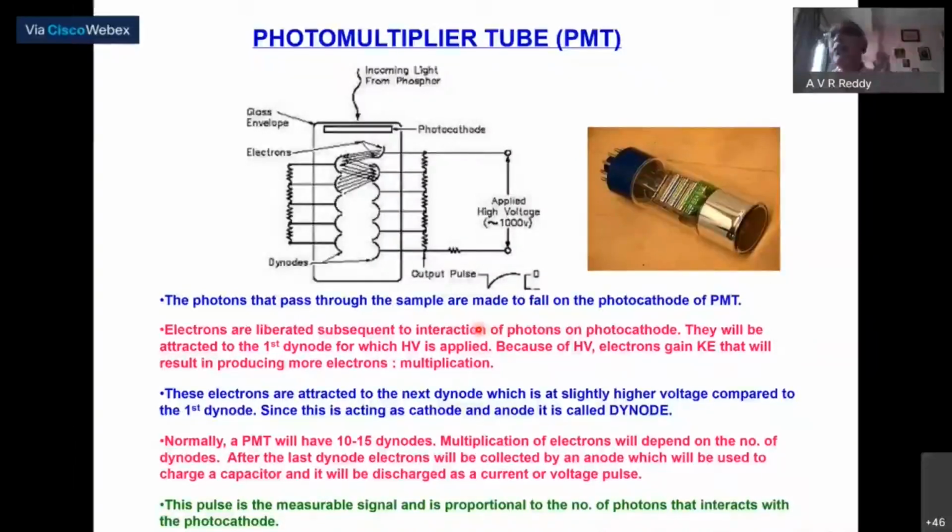In fact, it is an electron multiplier, meaning the photon is the initial part. So PMT, this is the meaning of PMT. Hope you understand the principle.